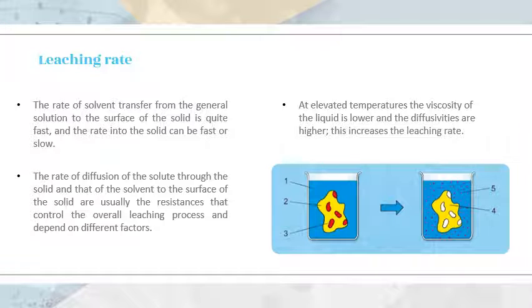Leaching is carried out at temperatures as high as possible. Higher temperatures result in higher solubility of the solute in the solvent, and consequently higher final concentration in the leached liquid. At elevated temperatures, the viscosity of the liquids is lower and the diffusivities are higher. This increases the leaching rate. In the case of some natural products, very high temperatures may result in the leaching of excessive amounts of undesirable solutes or chemical deterioration of the solid.